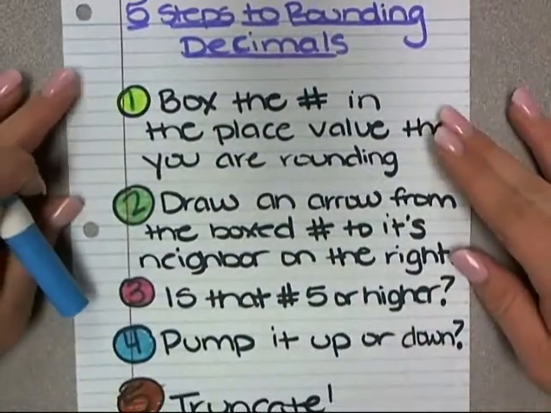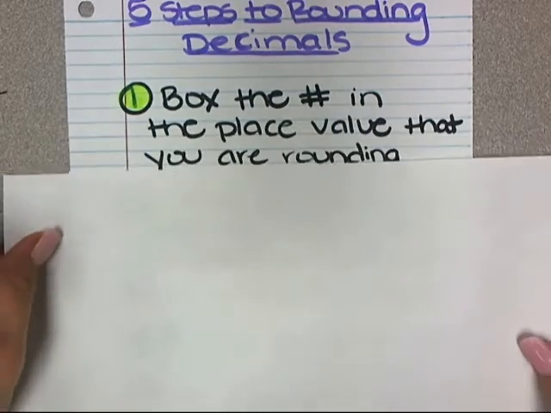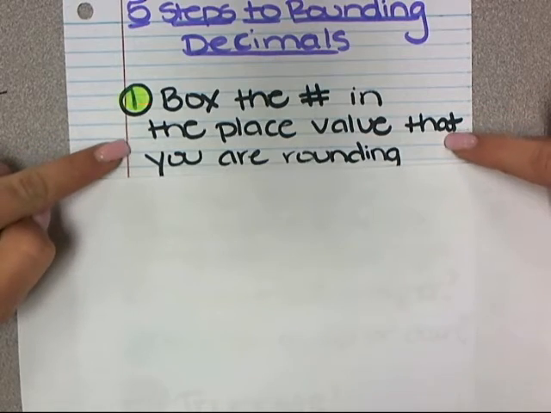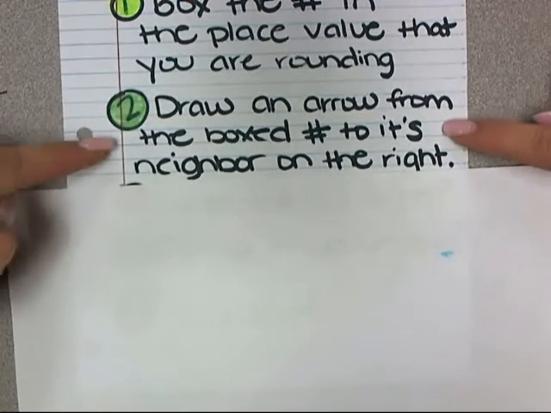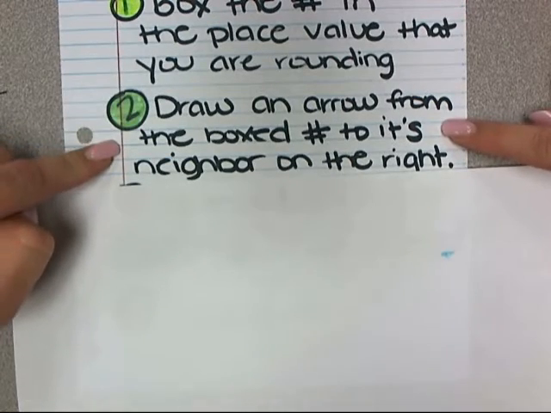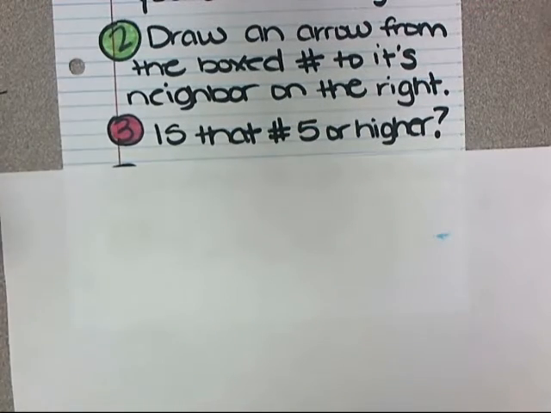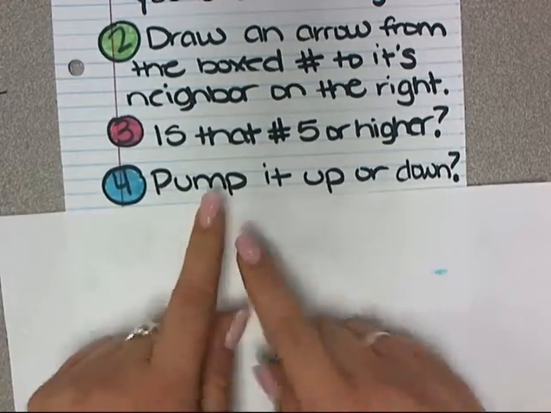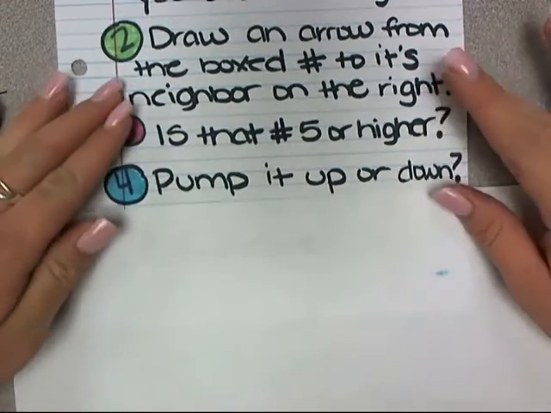Alright, so there's 5 steps to rounding decimals. Now we're going to go ahead and start with the first one. It says box the number in the place value that you are rounding. Step 2. Draw an arrow from the boxed number to its neighbor on the right. Step 3. You need to ask yourself, is this number 5 or higher? If it is 5 or higher, then you're going to be pumping it up. Pump, pump, pump it up. And if not, you're going to pump it down.